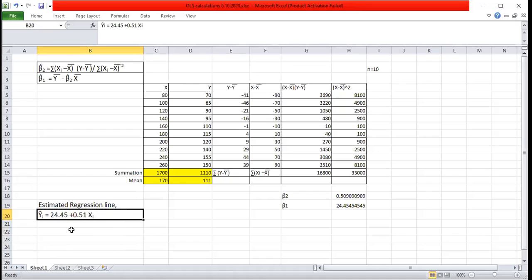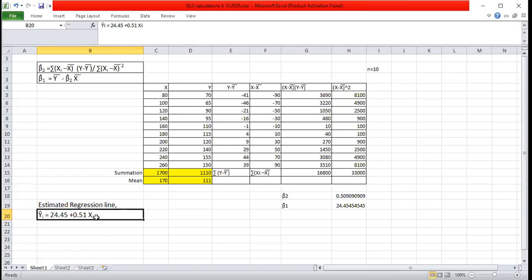One more time. How do you explain beta 1 hat, which is 24.45? When x is 0, on average, consumer expenditure is 24.45. Once again, if a family's income is 0, on average the family spends $24.45. So that is the intercept. Slope, how do you interpret slope?